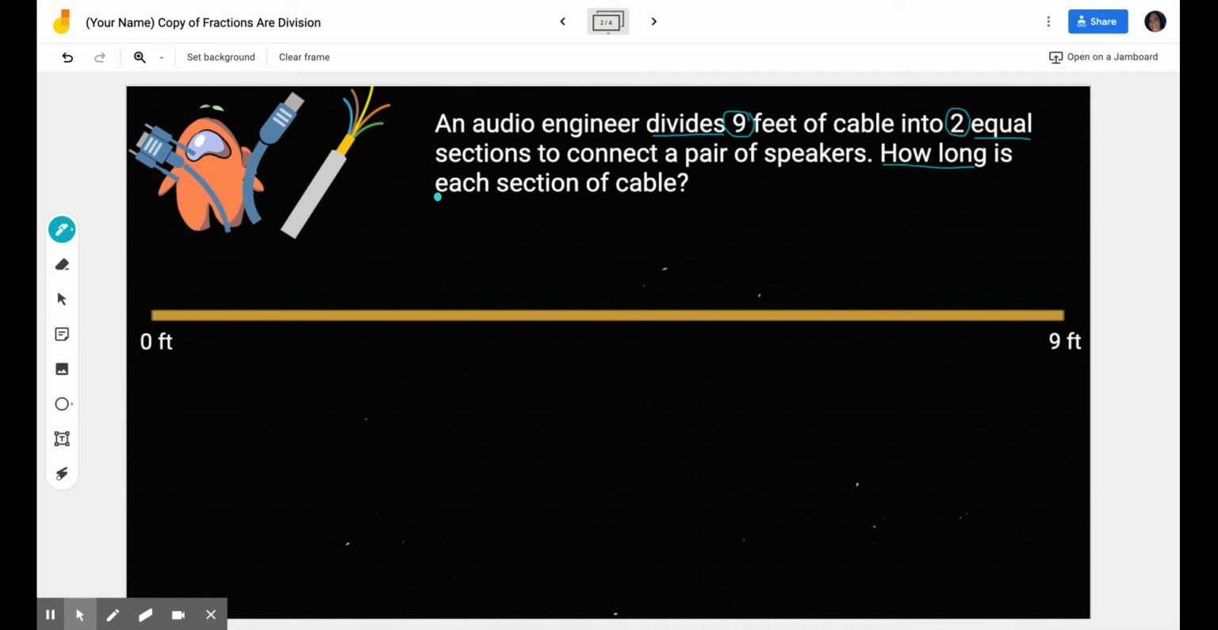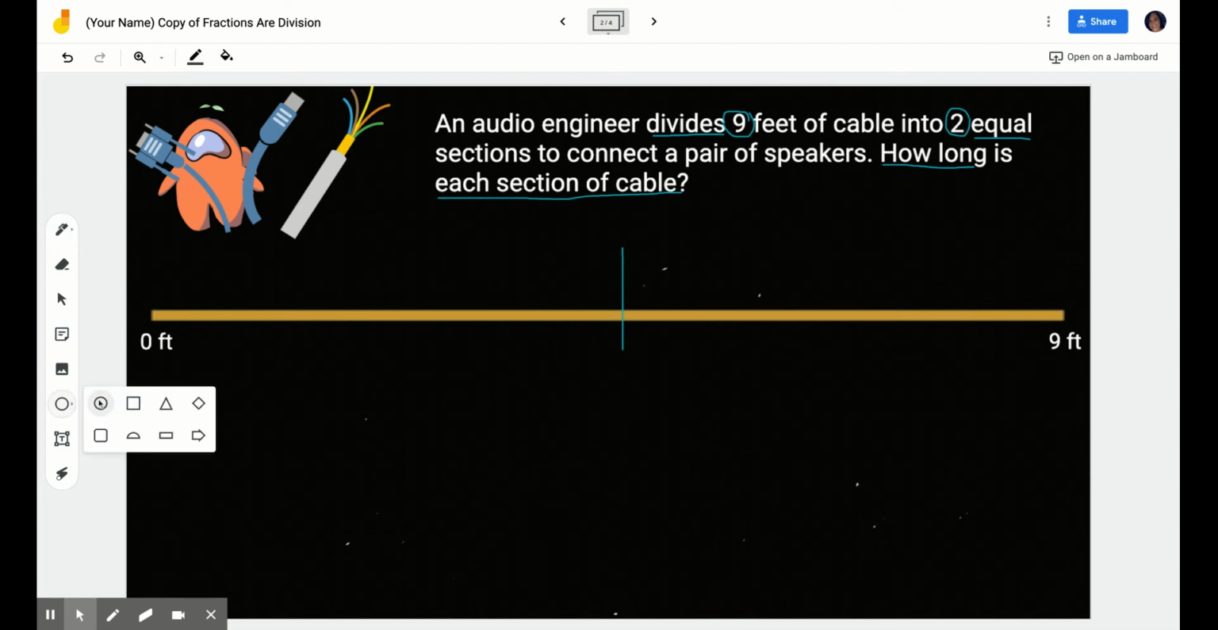So now my third read through, I'm going to decide what I'm going to do with my quantities and my keywords that I've pulled out and address what it's asking. So an audio engineer divides 9 feet of cable into 2 equal groups. Most of the time you won't have this here for you to fill in, but you could easily draw or make a mental picture of what's happening here. I can envision that it's going to be about right here, but now I'm going to use what I know how to model this to get an exact answer.